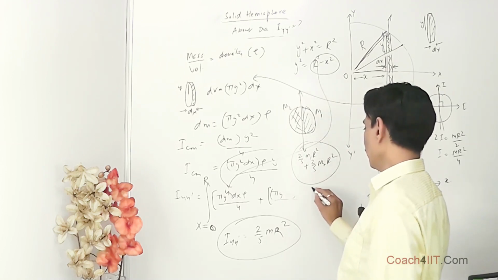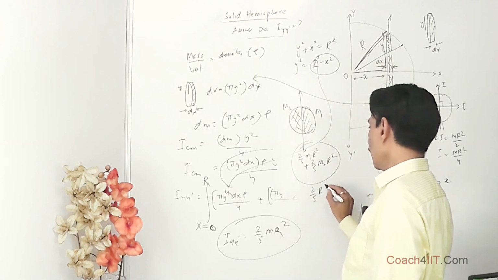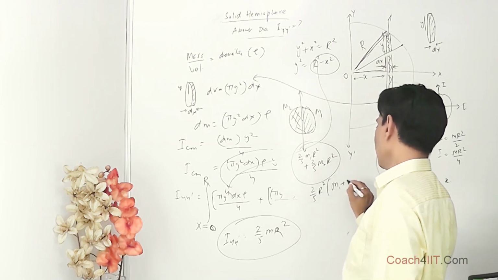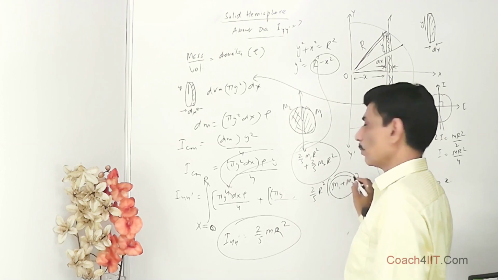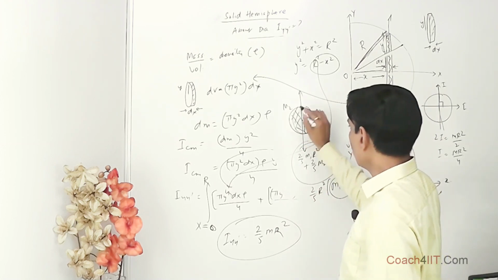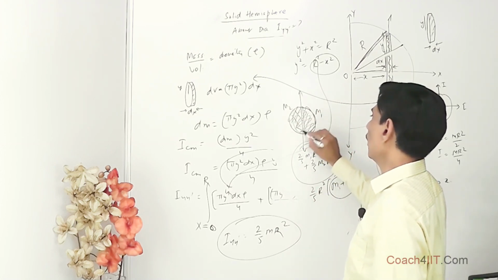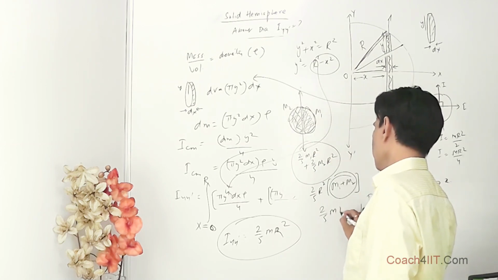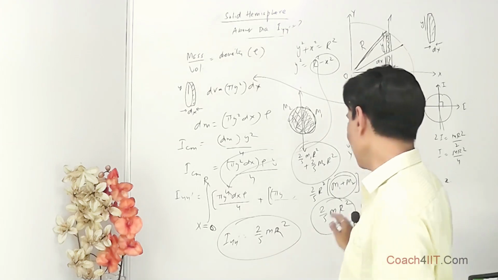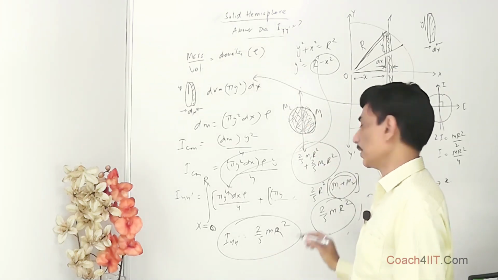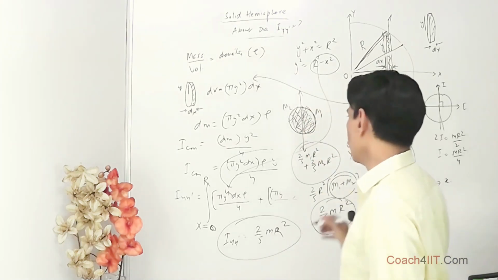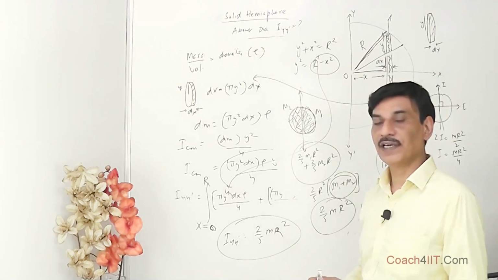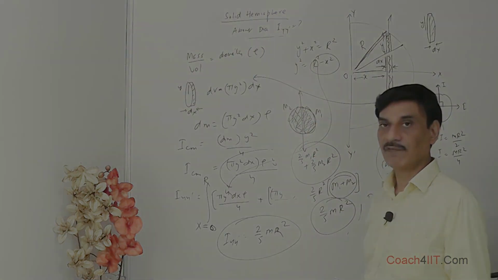R square is the same, 2 by 5 is common, we can take 2 by 5 r square, and inside comes m1 plus m2, that is the total mass. So whatsoever the total mass, the moment of inertia of any solid sphere about a diameter, the formula remains 2 by 5 mr square, where m stands for the total mass of the sphere and r is the radius. So the moment of inertia of a solid sphere about any diameter is 2 by 5 mr square.